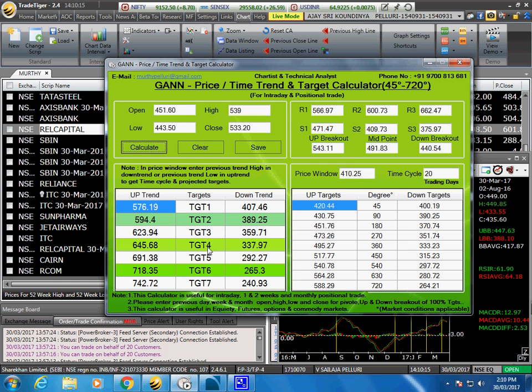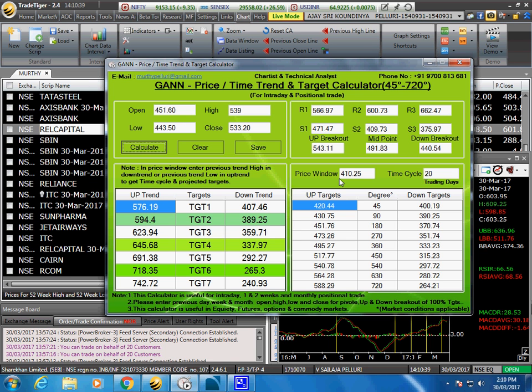Now here this is the price window we have entered, and we got the time cycle of 20 trading days. This is 20 trading days, not the calendar days. Each one day is one trading day. We can calculate 20 trading days for this Reliance Capital, and for these 20 trading days the approximate values from this level I have given.